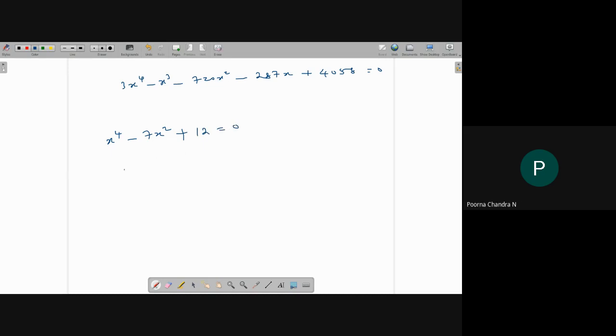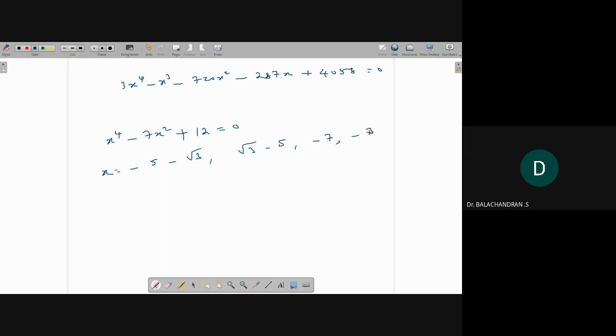X is equal to minus 7 minus 5, minus 5 minus root 3, sir. Minus 5 minus root 3, yeah. Comma, root 3 minus 5. Comma, minus 7, minus 3. Comma, sir. Comma, minus 3, yeah.